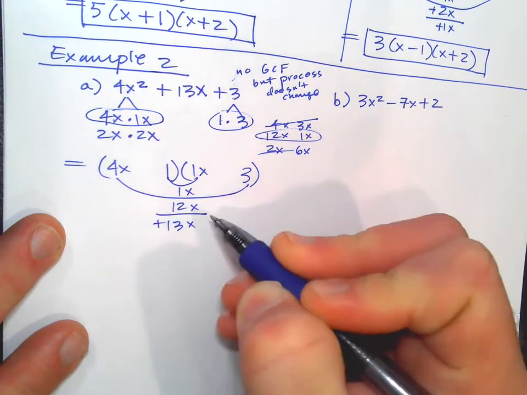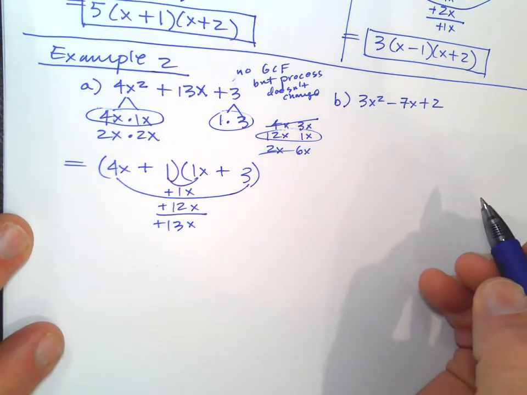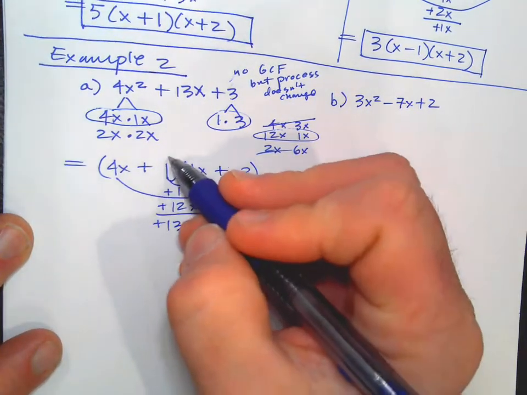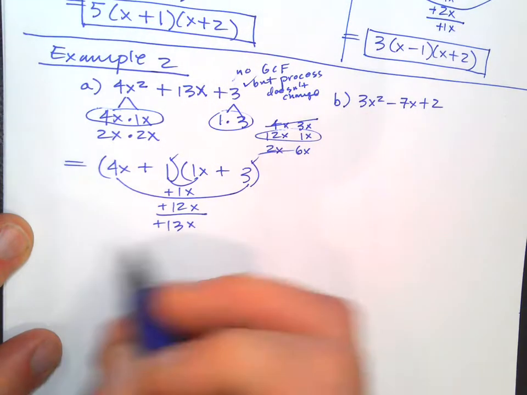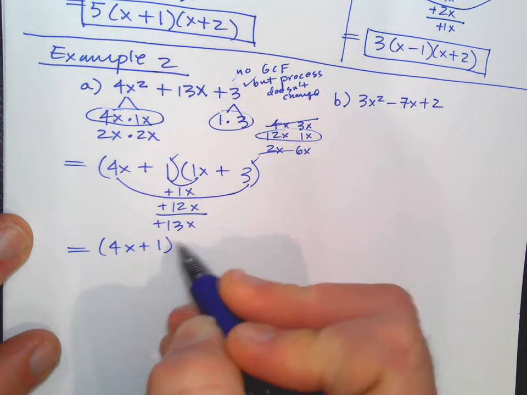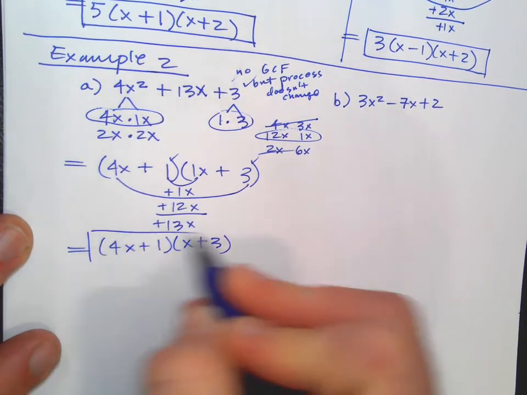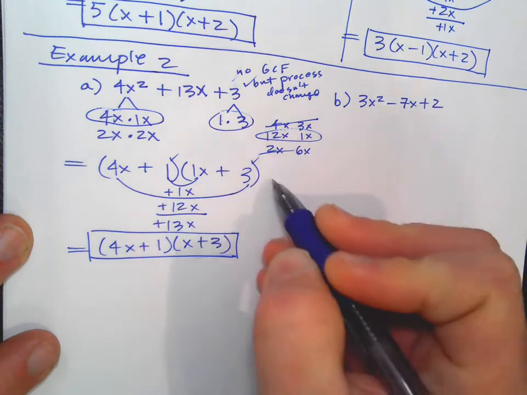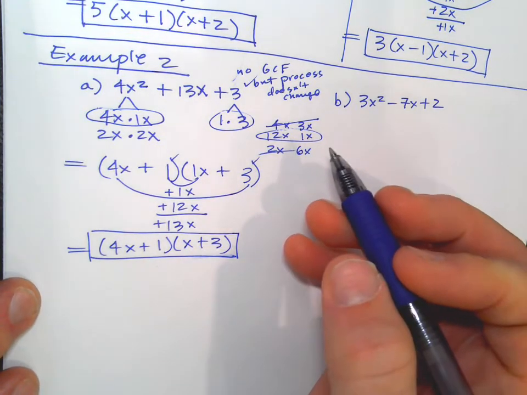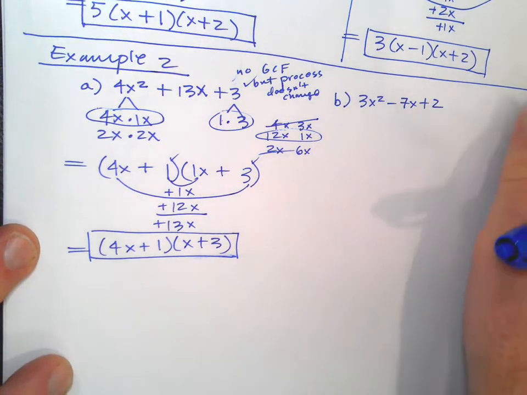Now, it's got to be positive, so they're both going to be positive, so we get pluses here and here. Check the last numbers. 1 times 3 is 3. So we found it. 4x plus 1 and x plus 3. Usually you don't put the 1 in front in your final answer. Now, if you put these in the wrong spot, that's fine. Just change it when you realize it doesn't work. Okay? All right, next one.